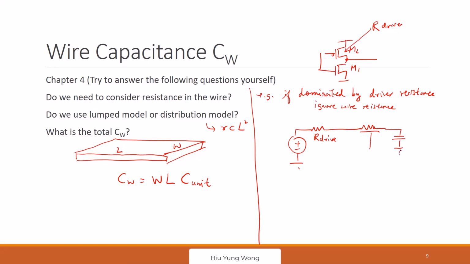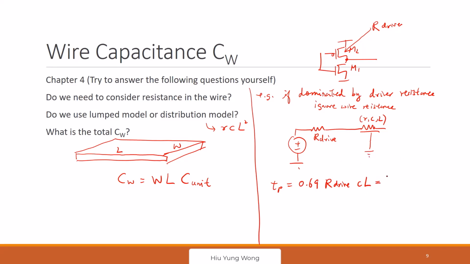If you remember, we are going to say that the total delay is equal to 0.69 R drive times the total capacitance of this. This one has R, C, and L, right? R is the unit length resistance, C is the unit length capacitance, right? This one needs to drive this capacitance. Let me ignore the loading, right? This one gives one delay. This is just like the Elmore model.